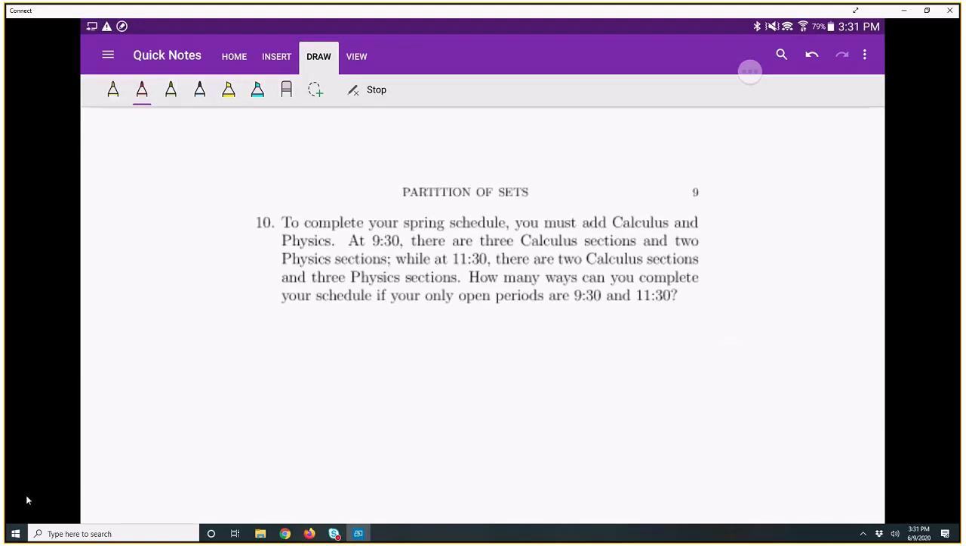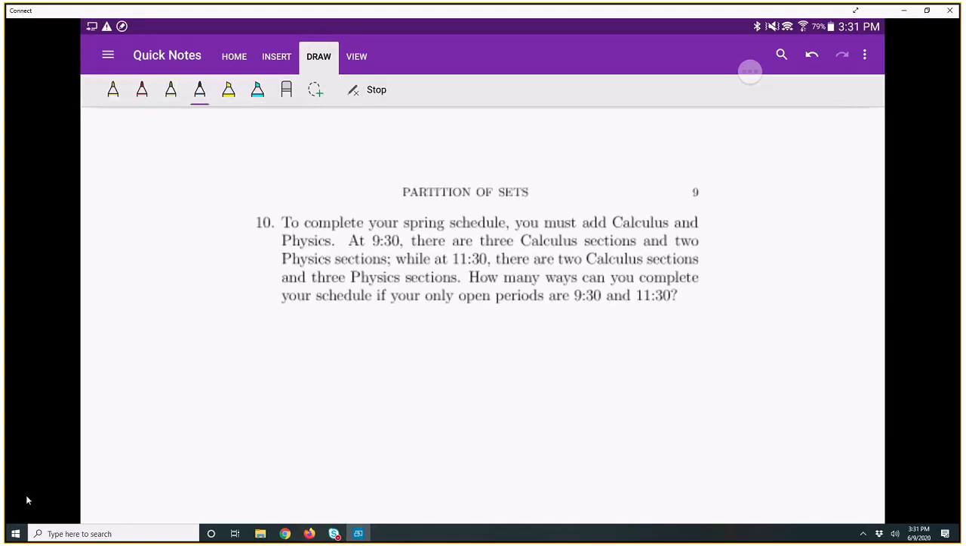Okay, the last question is just a little more counting here. To complete your spring schedule, you must add calculus and physics. At 9:30, there are 3 calculus sections and 2 physics sections, while at 11:30, there are 2 calculus sections and 3 physics sections. How many ways can you complete your schedule if your only open periods are 9:30 and 11:30?